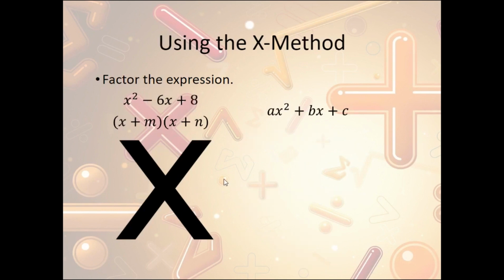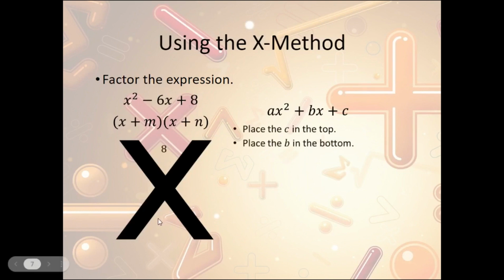Let's look at another example. We have x squared minus 6x plus 8. So same thing, place c at the top. So c is 8, so that goes here. Place b in the bottom, which is negative 6. So that goes there. Then I'm going to write out the factors.